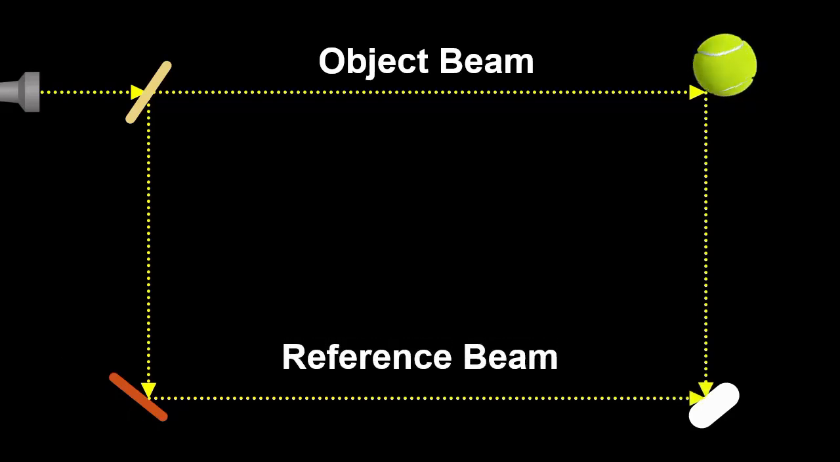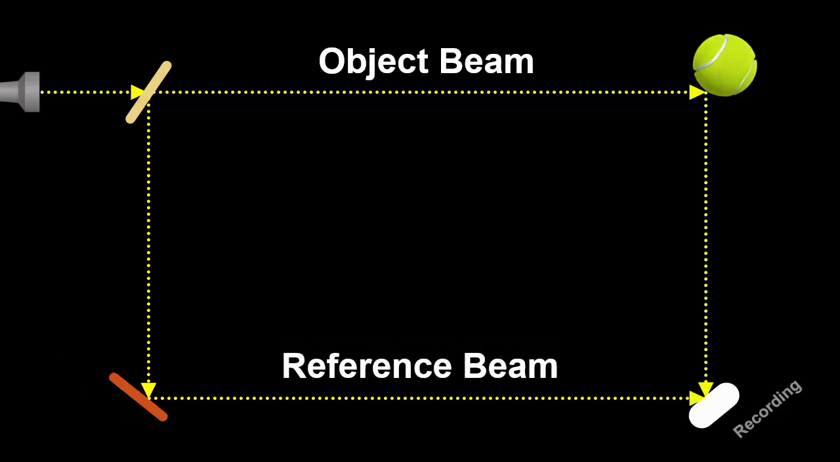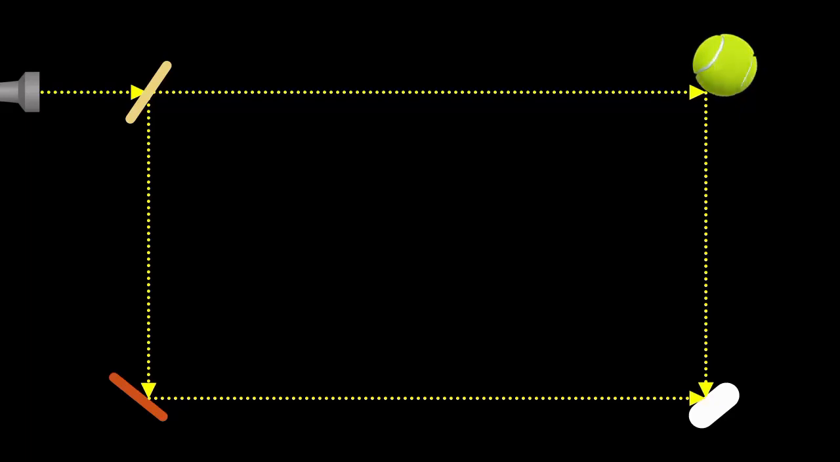The reference beam is directed straight to a recording medium, typically a special photosensitive material like holographic film or a digital sensor. The two beams, object and reference, meet at the recording medium. When they intersect, they create an interference pattern. This pattern is a result of the superposition of the waves, where they reinforce each other in some places, constructive interference, and cancel each other out in others, destructive interference. The interference pattern is recorded on the photosensitive medium, essentially capturing the complex wavefront information.